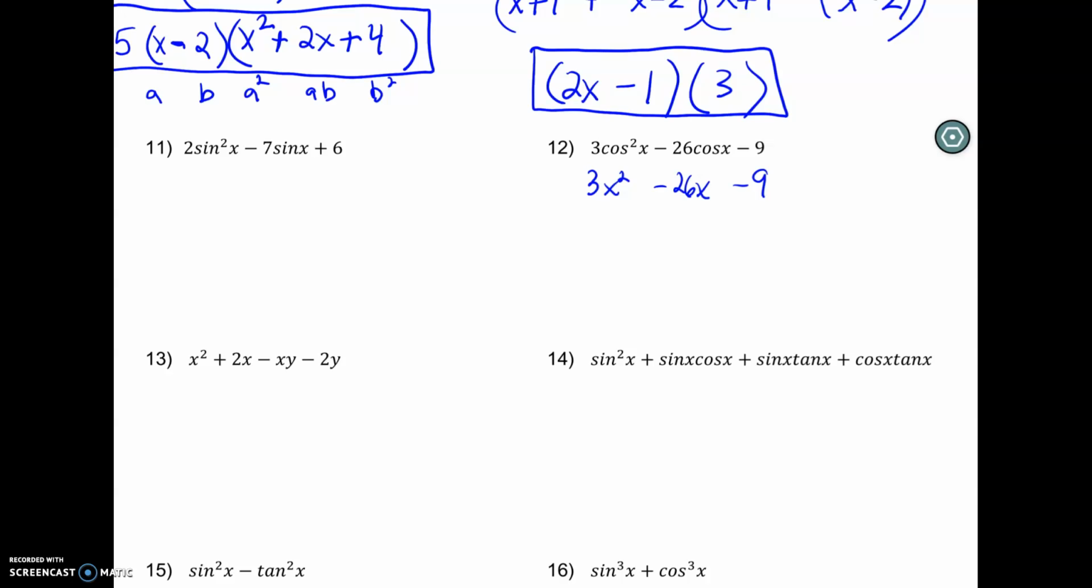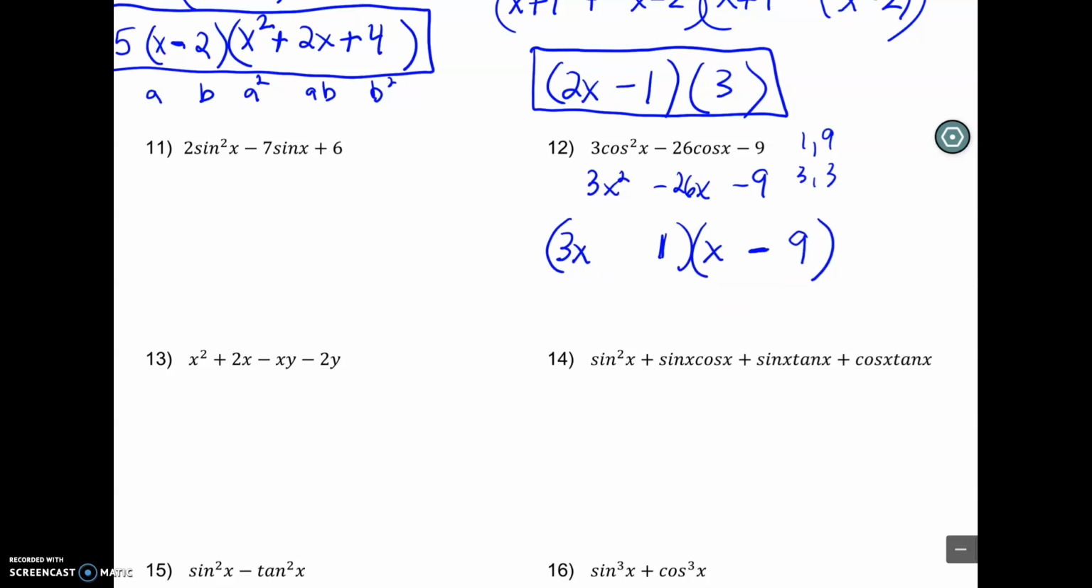And there's 1, 2, 3 terms. So that means it's trial and error. So I'm going to use 2 sets of parentheses. 3x squared is going to be broken down into 3x and 1x. And then I have to figure out how to get 26 using 9. So I could use 1 and 9, or I could use 3 and 3. I think I'm going to use 1 and 9 because I know that 9 times 3 is 27, and that's awfully close. So if I put a 9 here, and I put my 1 here, 3 times 9 is 27, and I want that to be negative.